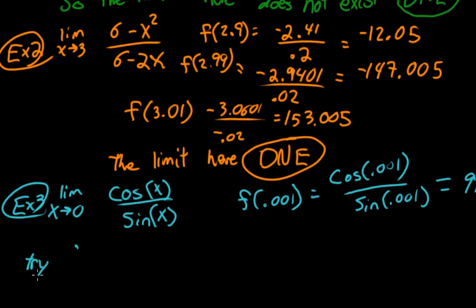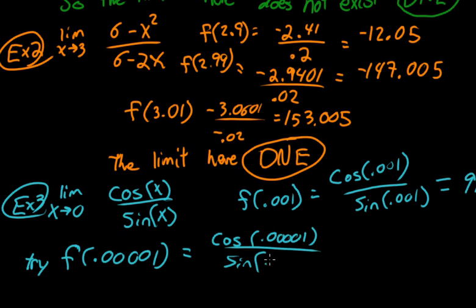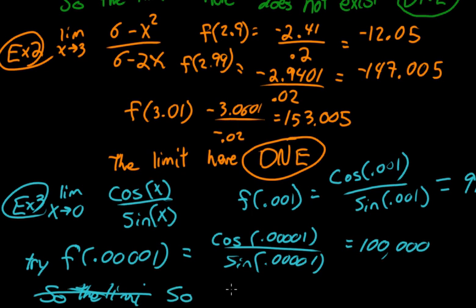We'll try f of 0.00001. So we have 4 zeros. So cosine of 0.00001 divided by sine of 0.00001. So putting that in my calculator at home, I get 100,000. So the limit, we'll write it mathematically: limit as x approaches 0 of cosine of x divided by sine of x does not exist.